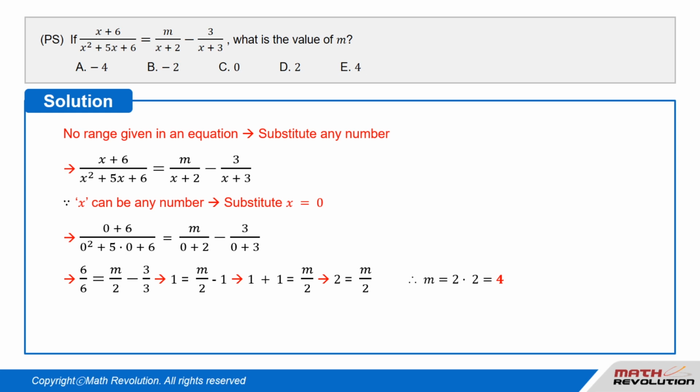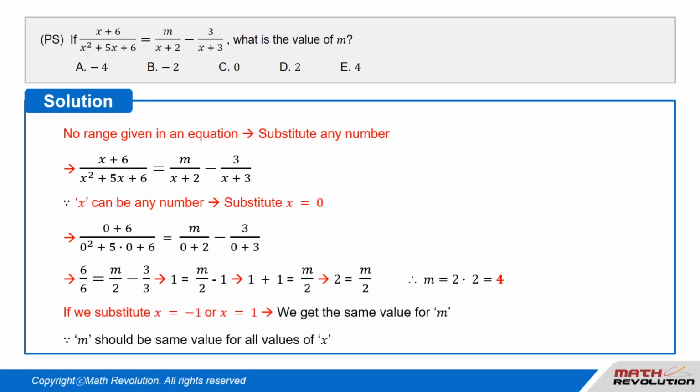Rearranging the equation gives us 1 plus 1 equals m over 2, or 2 equals m over 2. That is, m equals 2 times 2 equals 4. If we substitute x equals negative 1, or x equals 1, we get the same value for m. This is because m should be the same value for all values of x. So E is the correct answer. It is always better to substitute a simple number. Don't use numbers like x equals 100. Answer E.